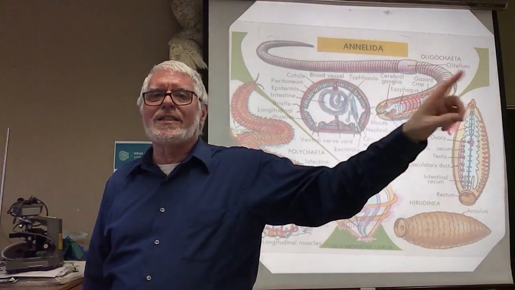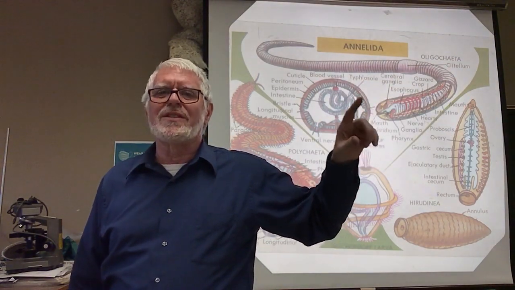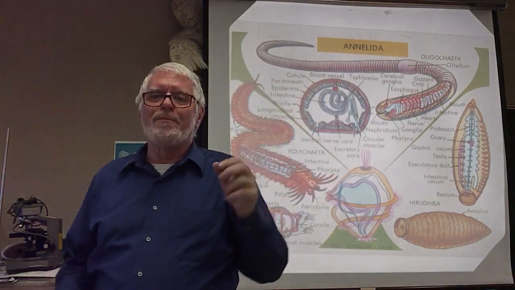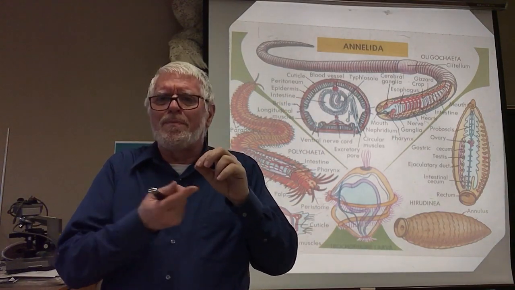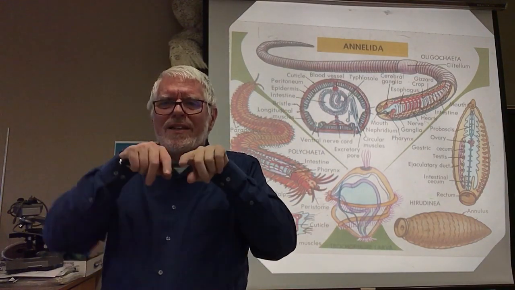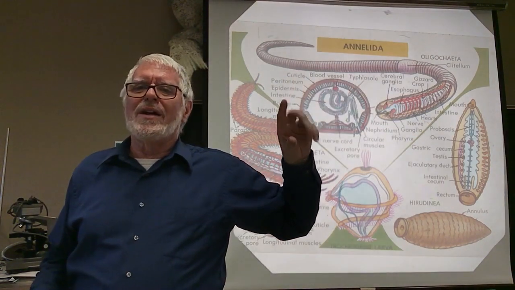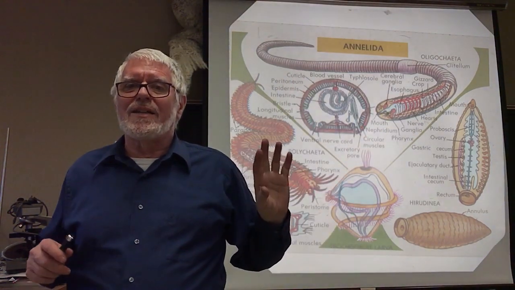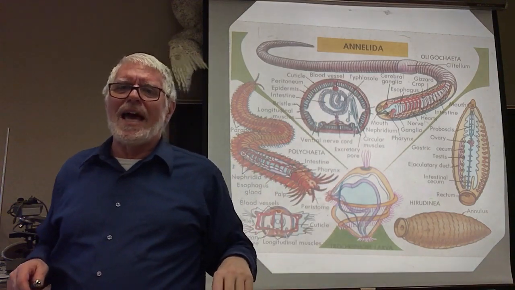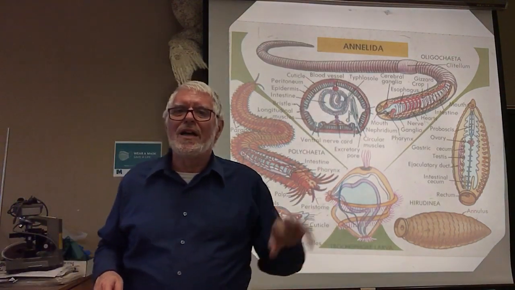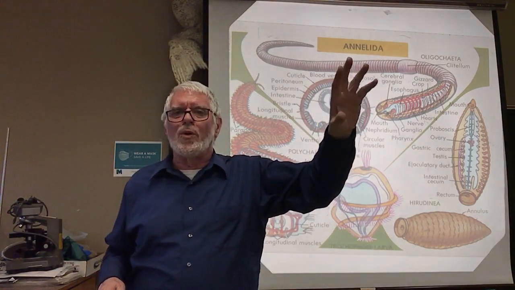These are the oligochaetes, which means a few bristles. It includes the earthworms. If you get a big earthworm and you rub the bottom of it, you can feel there's little bristles on every segment. But freshwater ones have bigger bristles. We'll look at some freshwater ones in the lab and you'll see the bristles on those. So this is freshwater and earthworms.